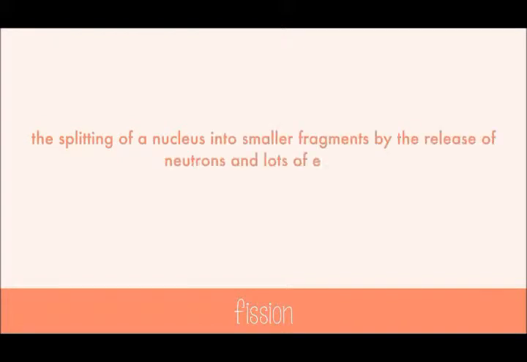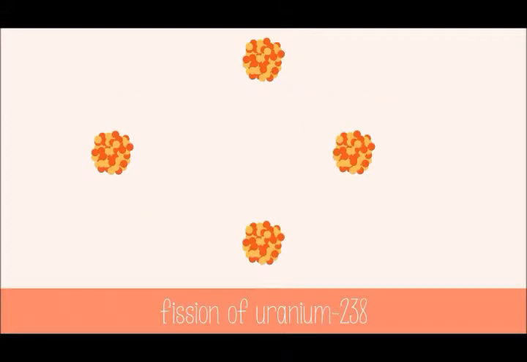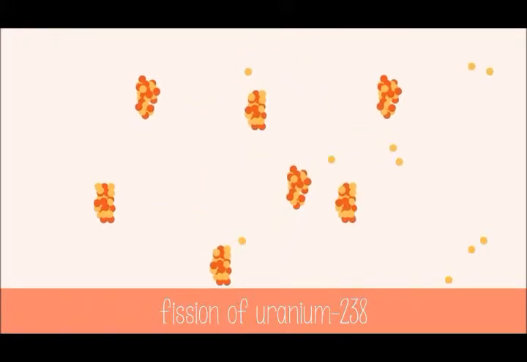Fission is, in a small part, the opposite of fusion. It's the splitting of a nucleus into smaller fragments by the release of neutrons and lots of energy. But nuclear fission will only happen when a neutron hits one of two fissionable isotopes, uranium-235 or plutonium-239. First, a neutron hits uranium-235, which makes it so unstable it breaks into two smaller atoms.